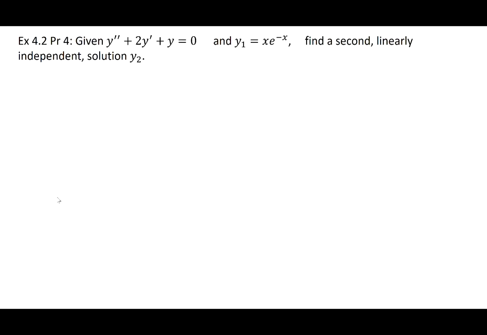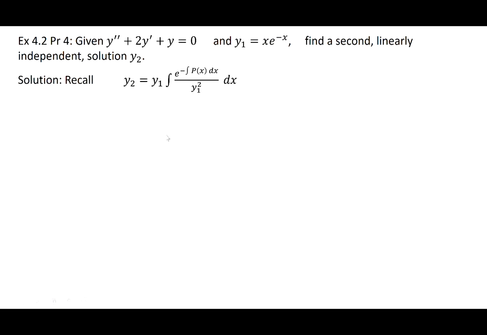So let's solve a few problems to solidify the concept. Suppose you have y double prime plus 2y prime plus y equal to 0. What order is it? Second. Is that linear? Yep, all the coefficients are constants, so it is linear. Is this homogeneous? Yep, simply because the right hand side is 0. And one of the solutions, the first solution, is x e to the negative x apparently. And we are asked to find the second linearly independent solution, y2.